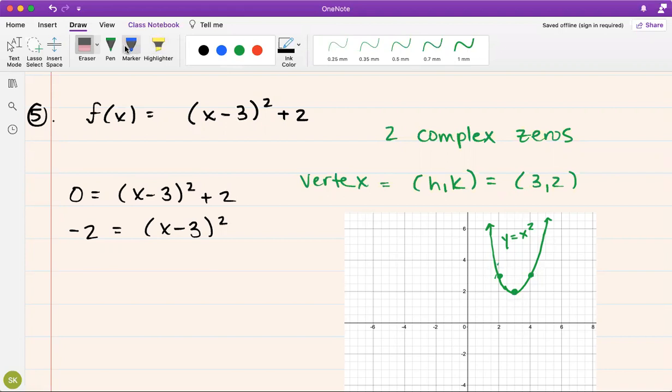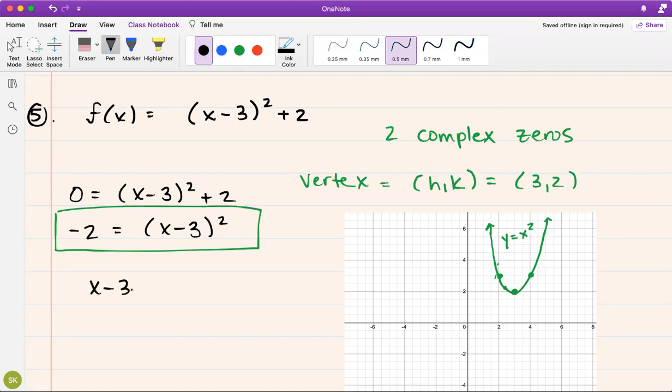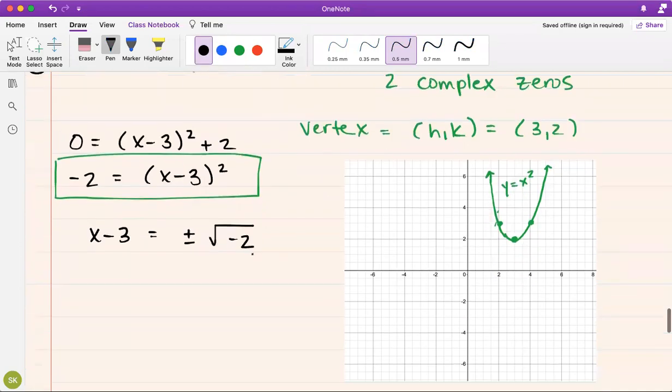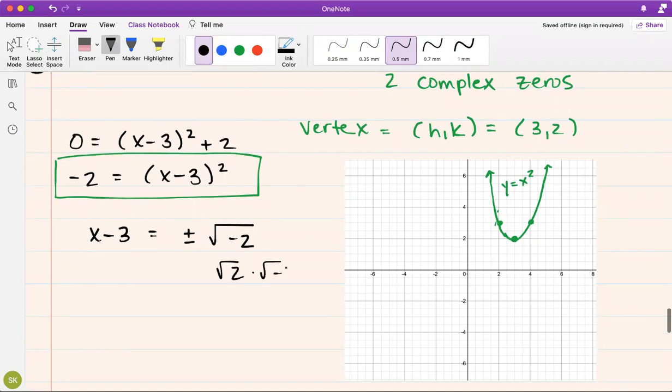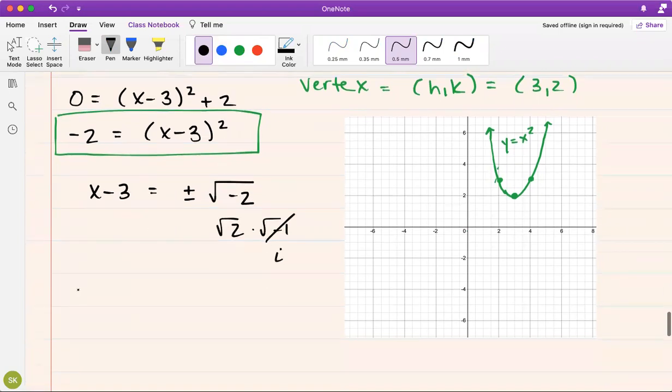Now let's find the zeros of the function. So we've almost finished the part where we need to find the zeros. We just look at this piece here. We have something squared is equal to negative 2. So what we can do is take the square root of both sides. So we get x minus 3 is equal to plus or minus square root of negative 2. And the square root of negative 2 is the same thing as the square root of 2 times the square root of negative 1, which is i. So we have x minus 3 is equal to plus or minus square root 2 i.